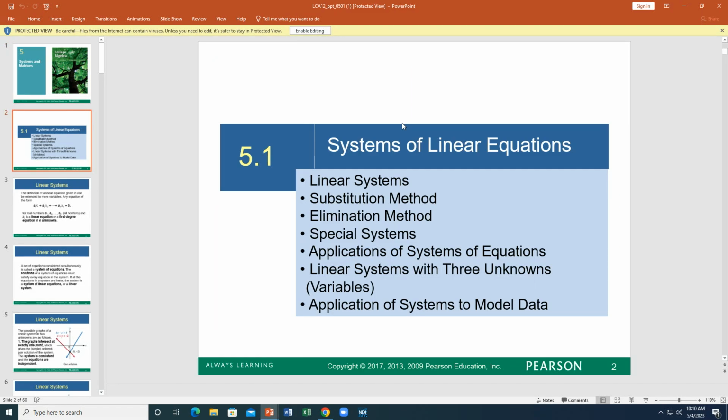It's about the system of linear equations. I don't know why it's not working.